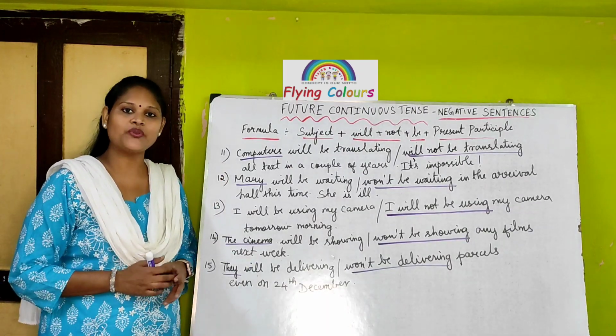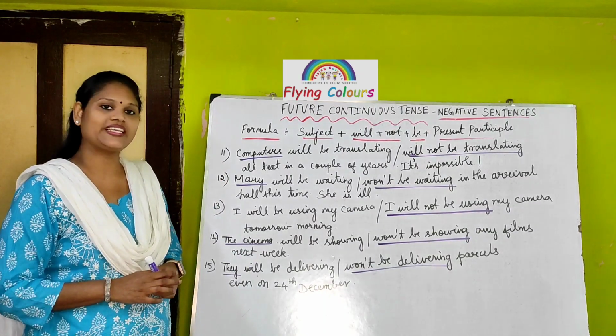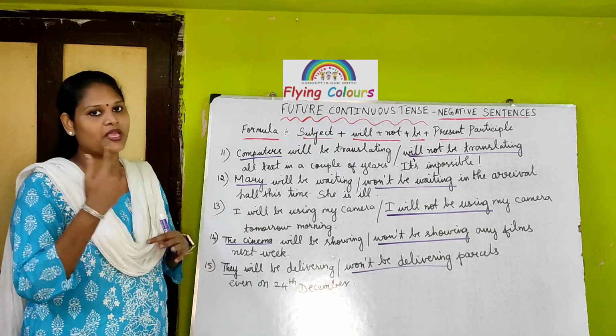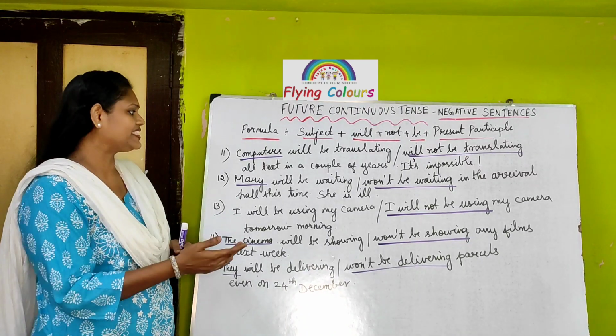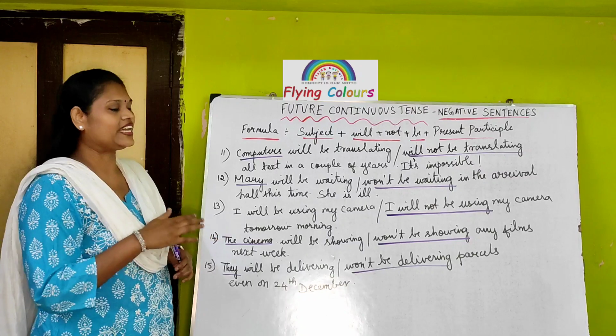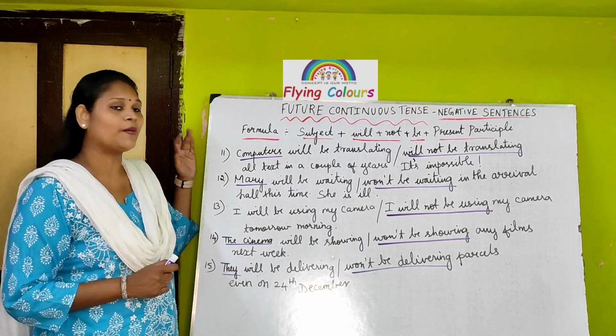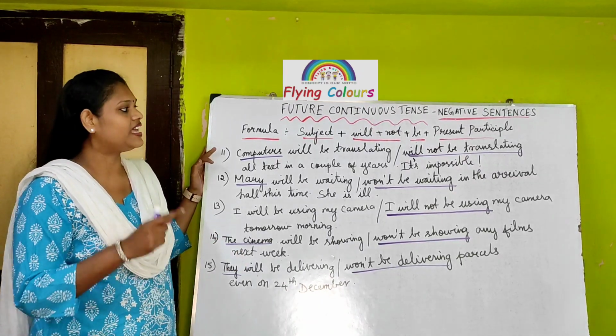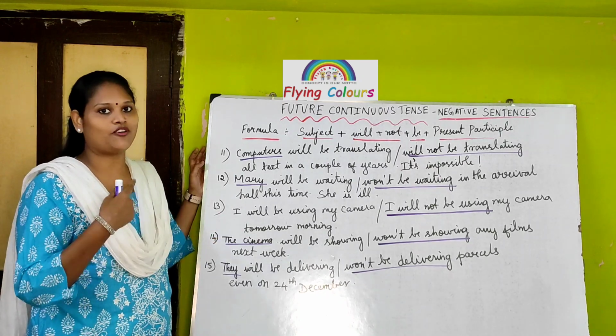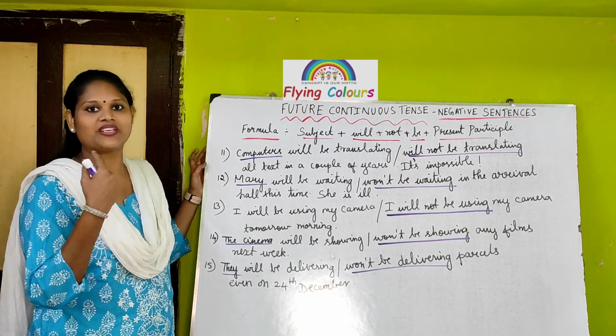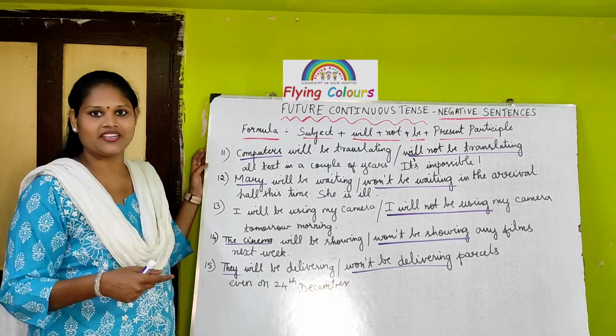Next sentence, the computer will be translating all text in a couple of years. Will be means you can write will not be translating all text in a couple of years. It's impossible. Computers is the subject and will not be translating is the formula. Will plus not plus be plus translating, which is the present participle.